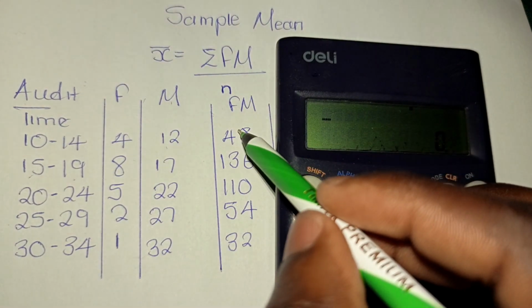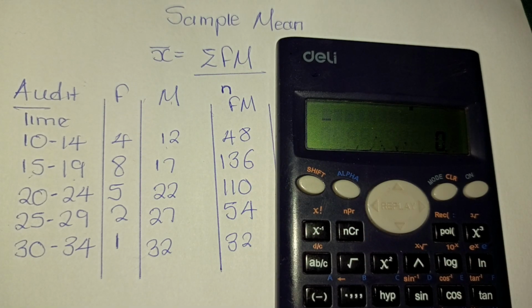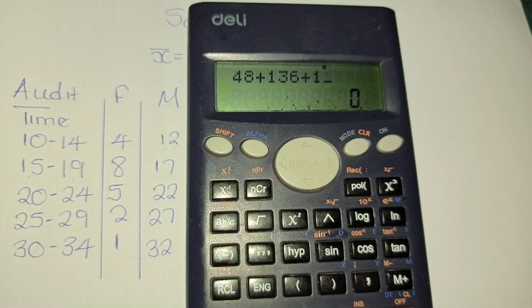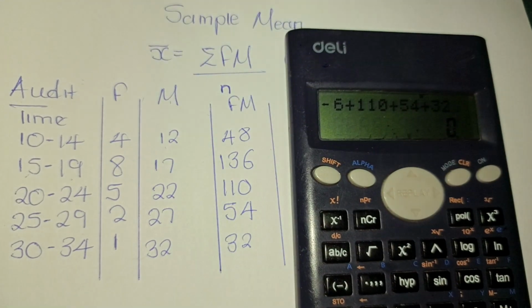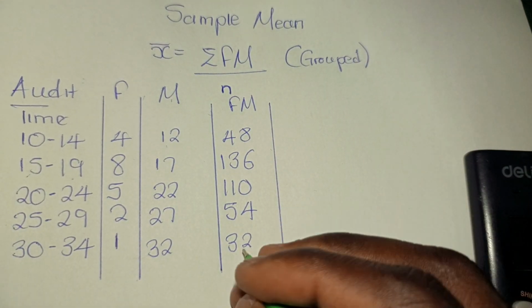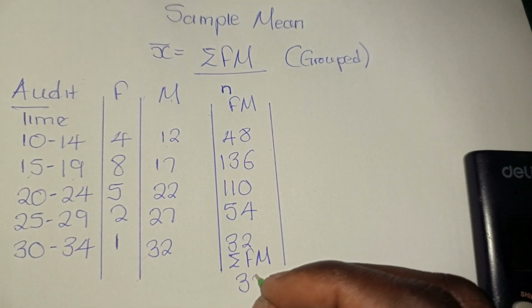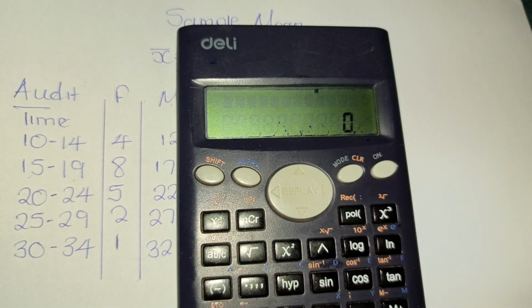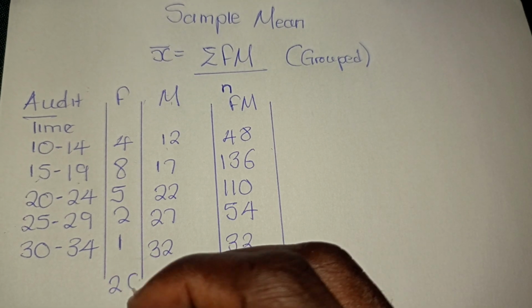Then from here, we'll have the summation of the FM column. So we'll add 48 plus 136 plus 110 plus 54 plus 32, and we get 380. So the summation of FM is equal to 380. And we'll add the frequency column. So 4 plus 8 plus 5 plus 2 plus 1, you get 20.